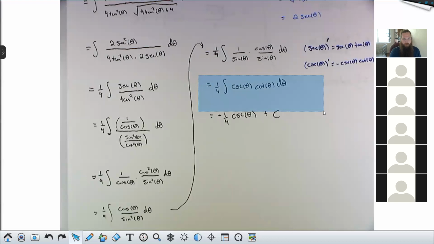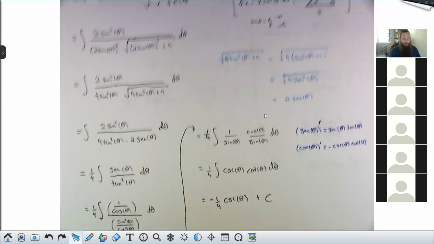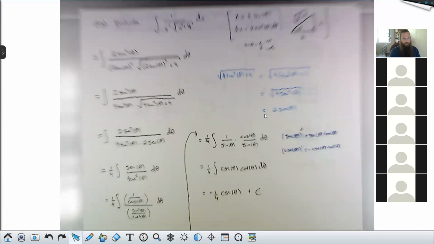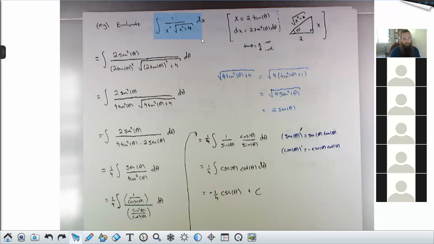All right, integral cosecant cotangent, negative cosecant, the 1/4 comes along for the ride. Here's the negative. We're not quite done though, because they asked me about x's. So I got to tell them about x's. I can't tell them about thetas.